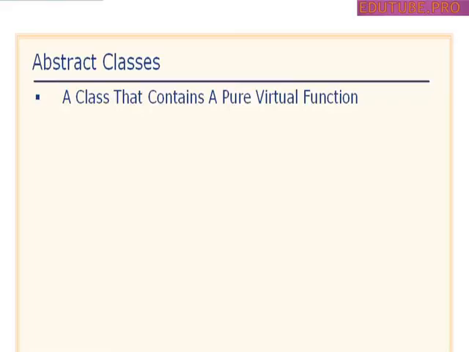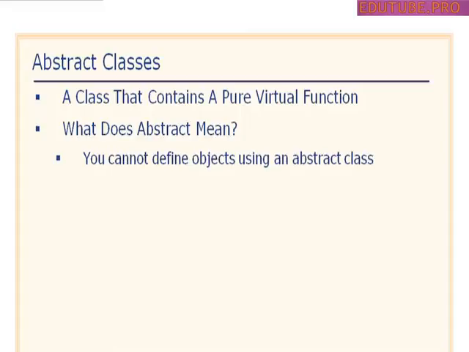What is an abstract class? An abstract class is a class that contains at least one pure virtual function. Now, what exactly does abstract mean? And so you're probably already thinking, wait a minute, concrete, abstract. Concrete means something I can see, touch, feel, that sort of thing. Abstract means something a little less solid. And in a programming sense, we're talking about a class that I cannot use to define objects.